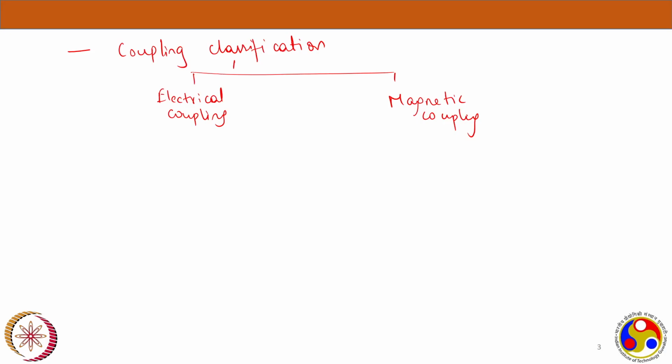Now whether it's aiding or opposing, it will always depend on the current direction. If it is entering the dotted terminal or if it is leaving the terminal, then we can say it is an aiding type or opposing type. Let's discuss first about electrical coupling, and we will see from circuit diagrams how it is aiding or opposing.